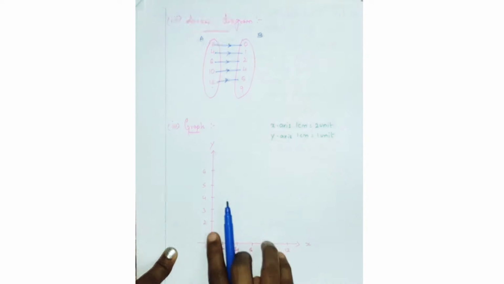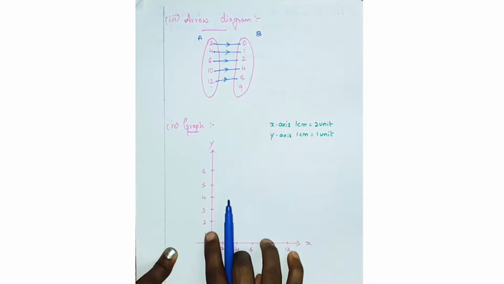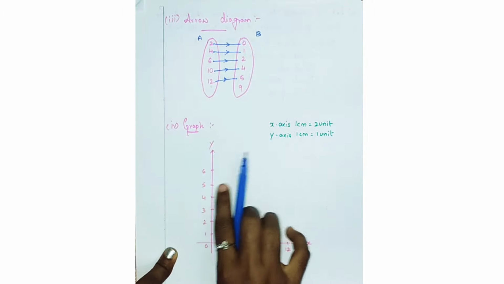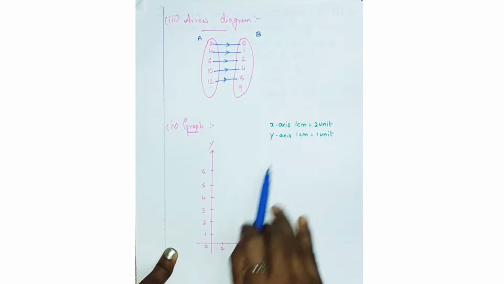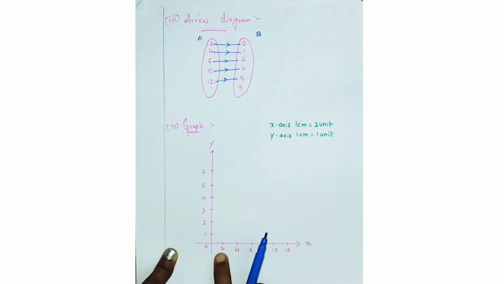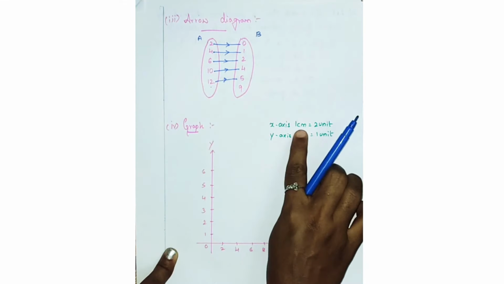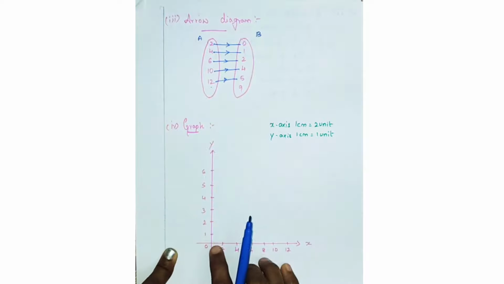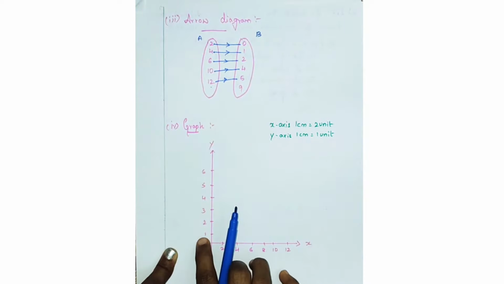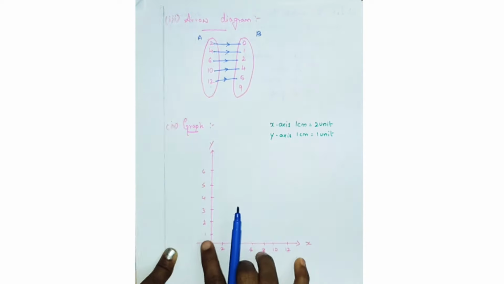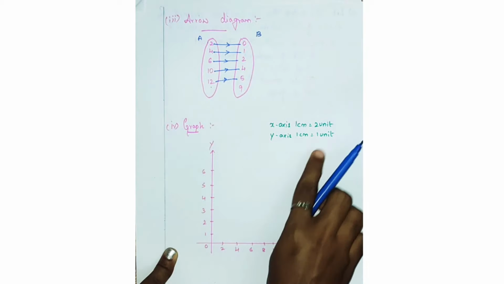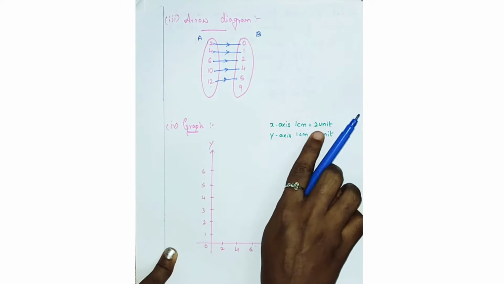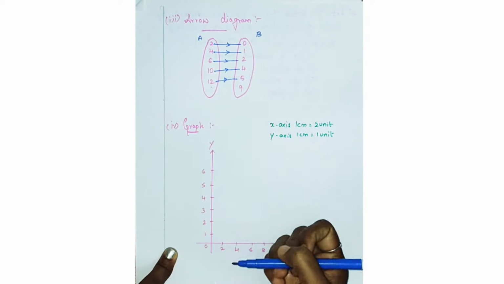In y-axis 1 unit only I have taken. Okay, so 1, 2, 3 only I have taken. So that's what I have written here. X-axis for 1 centimeter I have taken 2 units. In y-axis for 1 centimeter I have taken only 1 unit. Got it? So that's what I have written here. So if you show this in exam, it's good. Okay. So now let's map now.